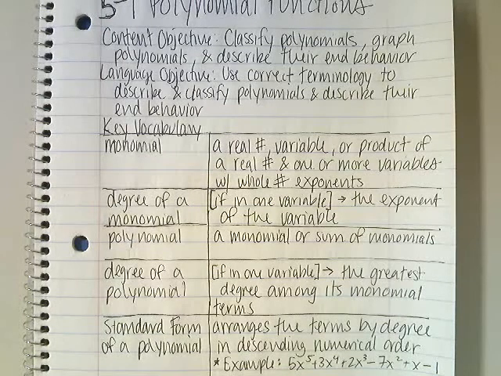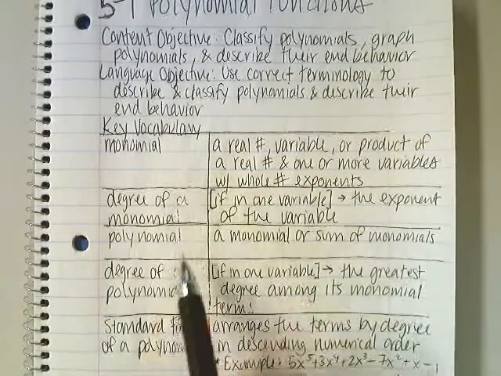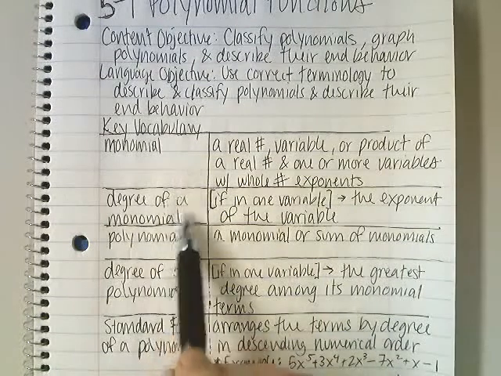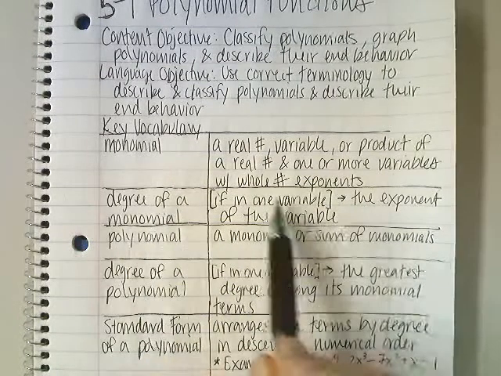So the first key vocabulary word is monomial. A monomial is a real number, variable, or product of a real number and one or more variables with whole number exponents. Monomial is our first key vocabulary word because monomials build up our polynomials, but we'll get there in a second. So a degree of a monomial is if it's in one variable.